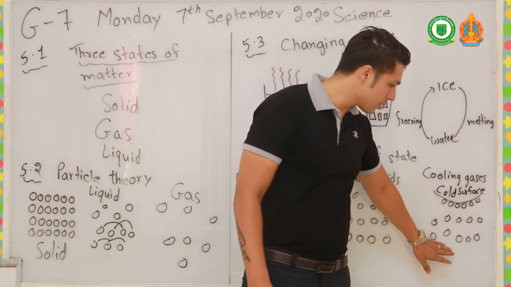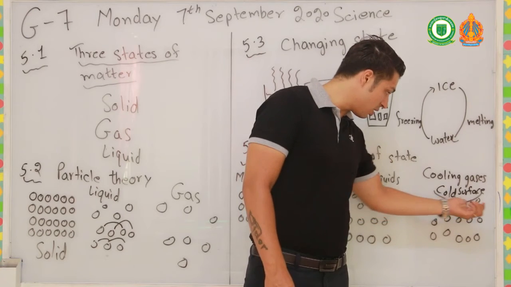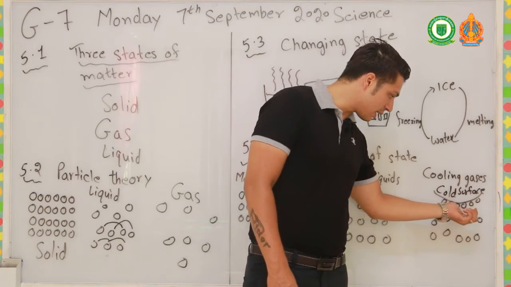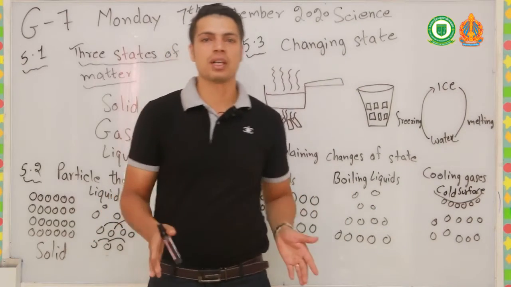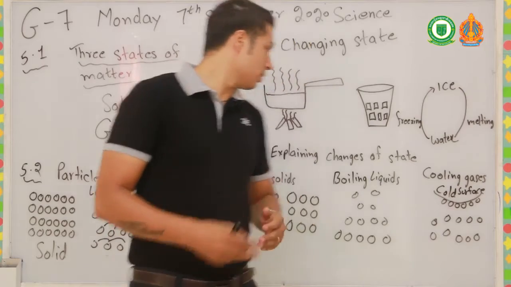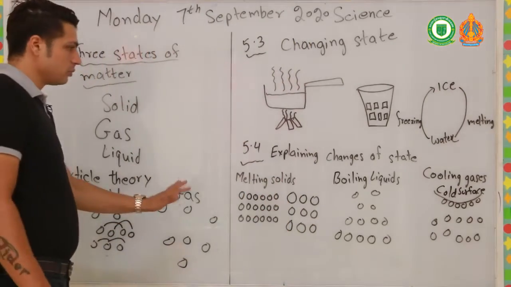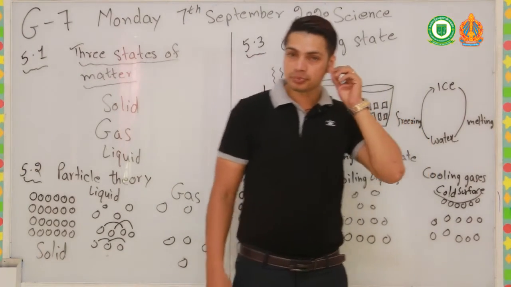Like here, you can see the particles are moving freely, but when they touch the cold surface, they come together like this. They start to have attractive forces, but not that strong, so they become liquid. So this is all what we learned last week.